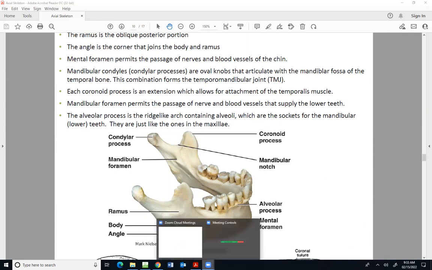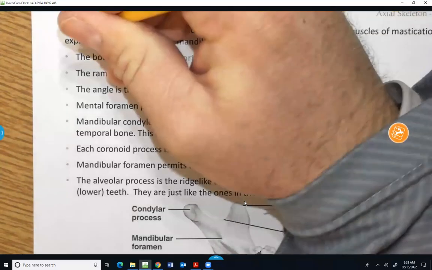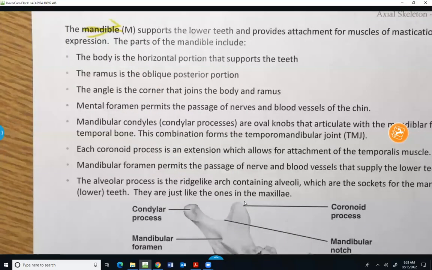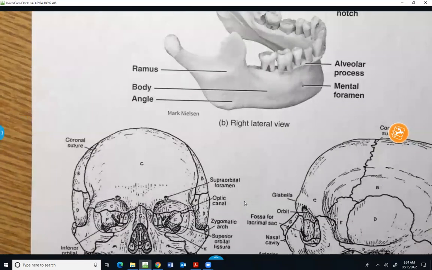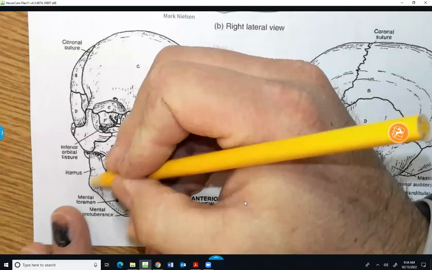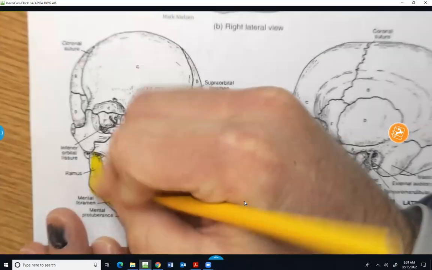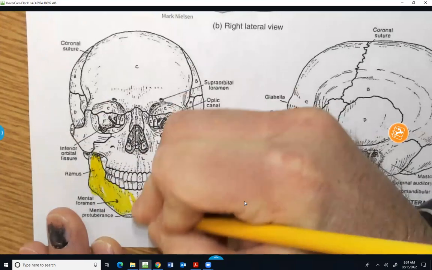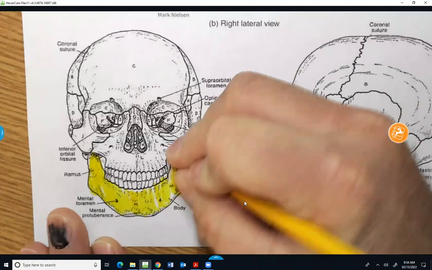So I'm gonna jump back here. I'm gonna color in the two pictures at the bottom. I'm gonna just go with yellow because that's a nice color that stands out really well. Okay, we've got our kind of traditional picture that we've seen just about every slide so far. Anterior view here on the left, and then a lateral view on the right.